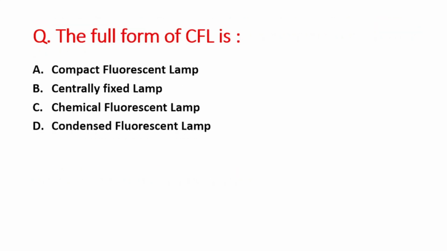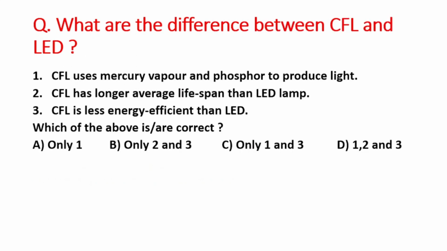Next question is the full form of CFL is a very easy question, so try to give the right answer. A option is compact fluorescent lamp, B is centrally fixed lamp, C option is chemical fluorescent lamp and D option is condensed fluorescent lamp. So the full form of CFL is compact fluorescent lamp, that is option A is the right answer.